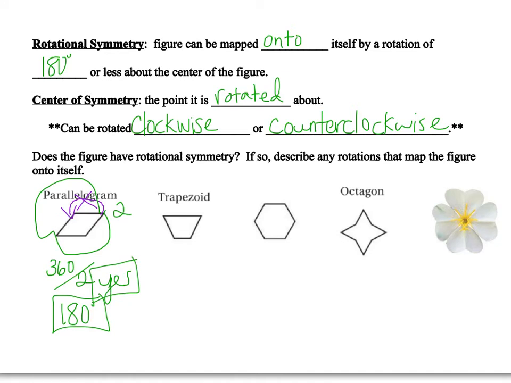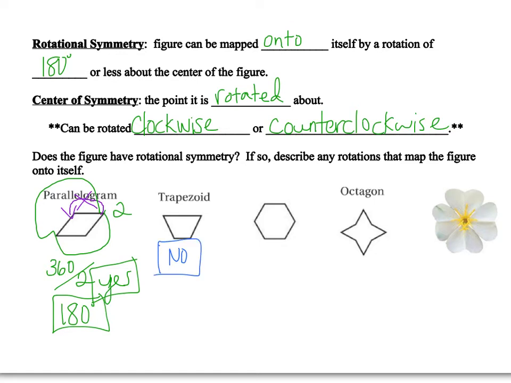For the next figure, there would not be any rotational symmetry because there are no points along the way. I couldn't rotate it onto itself here because then it would be pointing up, not down. So there's no other way for me to get around on that one.